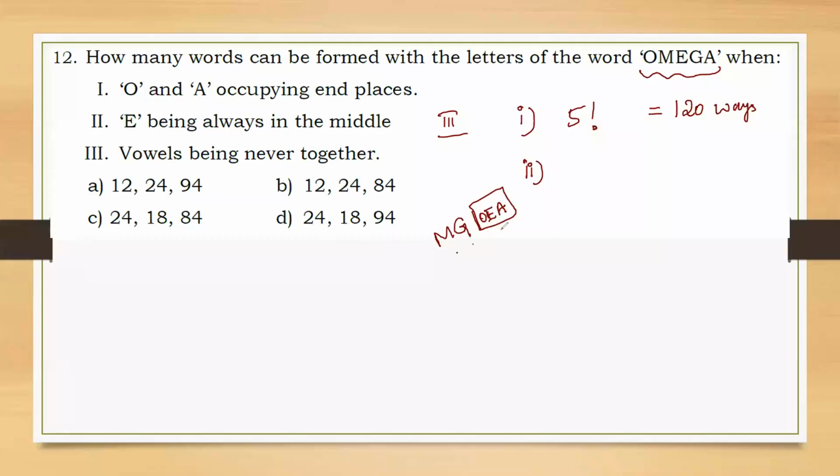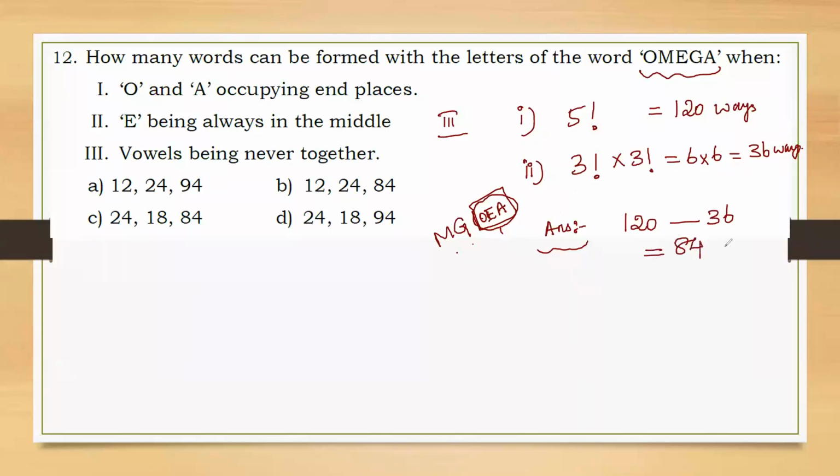So 1, 2, and 3, total 3 units. To arrange 3, 3 factorial, into, again, the 3 letters inside the box, to arrange them 3 factorial. So 6 into 6, 36 ways. This is for vowels together. But the question is vowels never together, so out of the total number of ways, if you subtract the vowels together, you get vowels never together. So the answers are 12, 24, and 84. Is it clear? Any doubt?